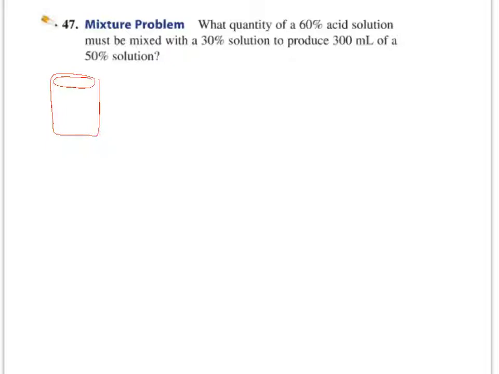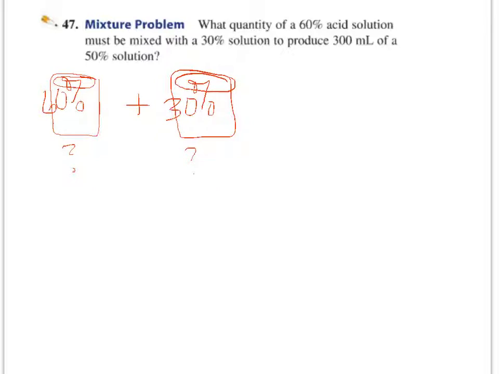So this little picture will represent a beaker that contains the 60% solution. So I'm going to put 60%, but I don't know how much is in that beaker. Some unknown number of milliliters is in that beaker. I don't know how much. Then I have to mix that with a 30% solution. So I'm going to add to that something from another beaker that is half as concentrated, 30%. It's 30% concentrated. And again, I don't know how much of that I have.